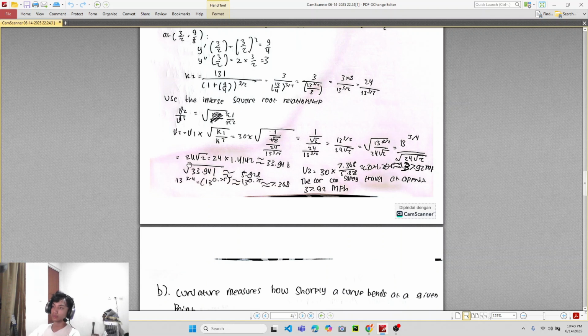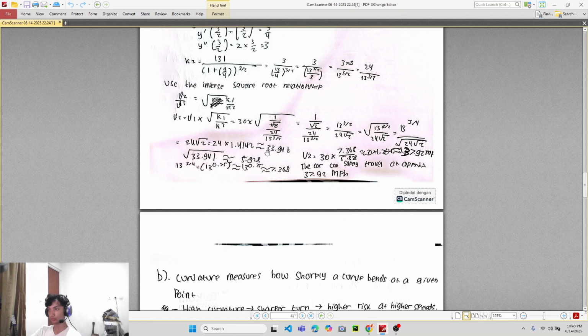So it will become 24 root 2, which will be 24 times 1.4142, approximately 33.941.